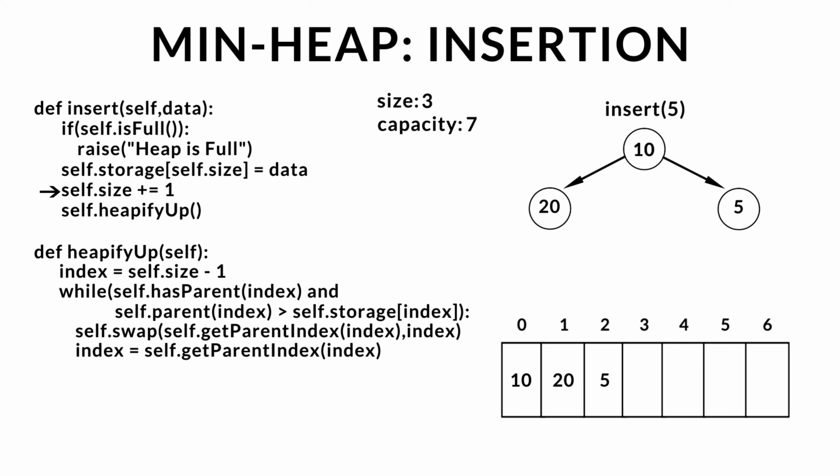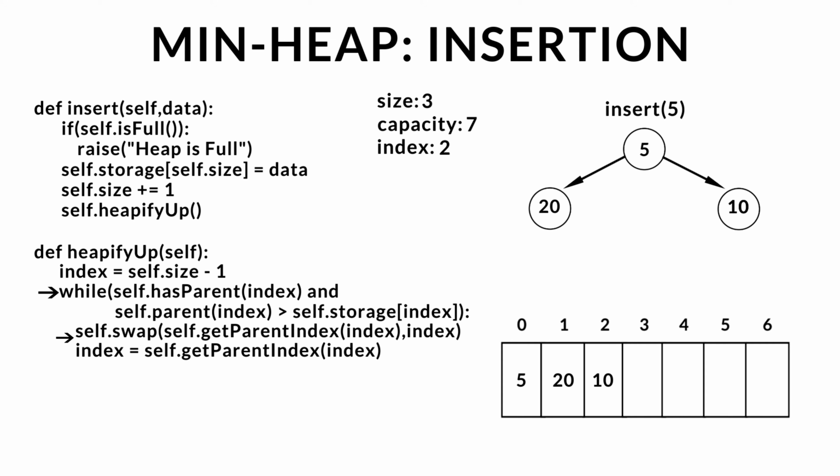Now it's time to test to see if 5 was inserted in the correct position by invoking our HeapifyUp method. First, we get the index of the last element we just inserted. Next, let's execute our while loop. Does this node have a parent? Yes, it does. Is the parent greater than its child? Yes. So we go ahead and swap the data between the two nodes.